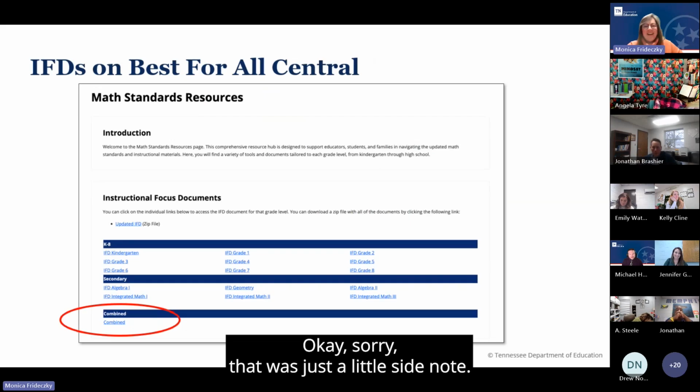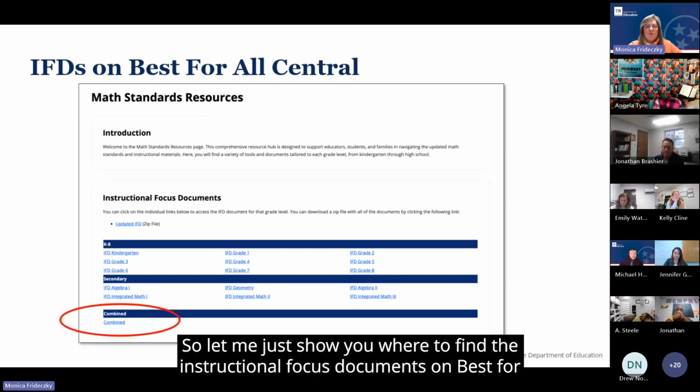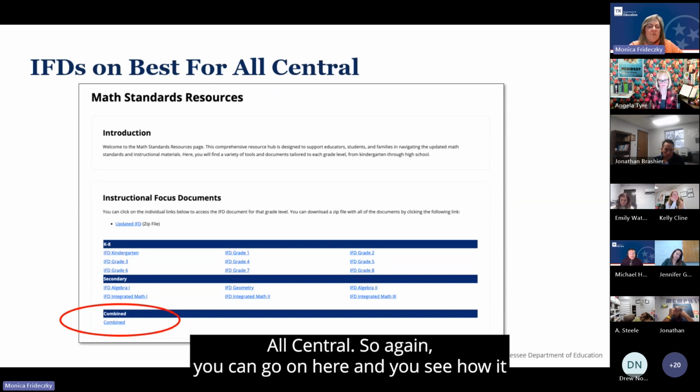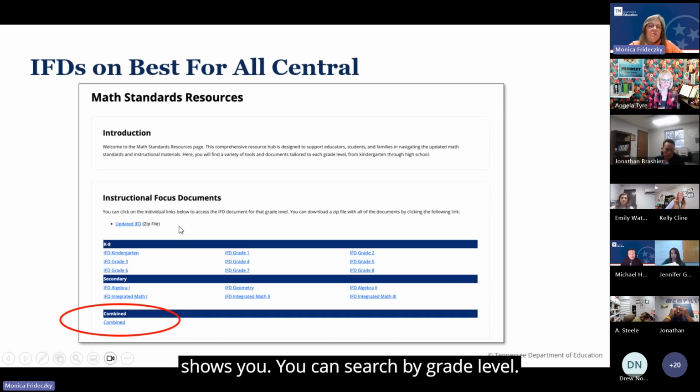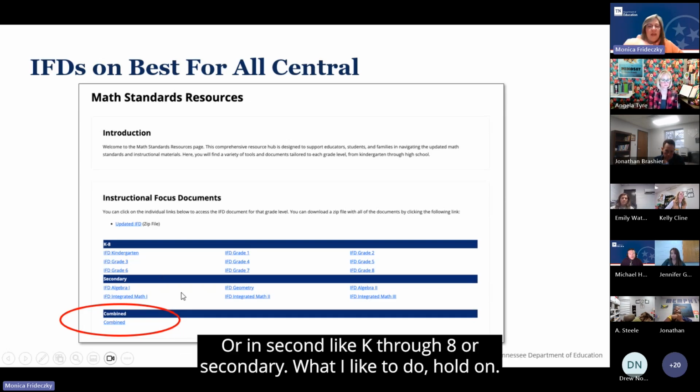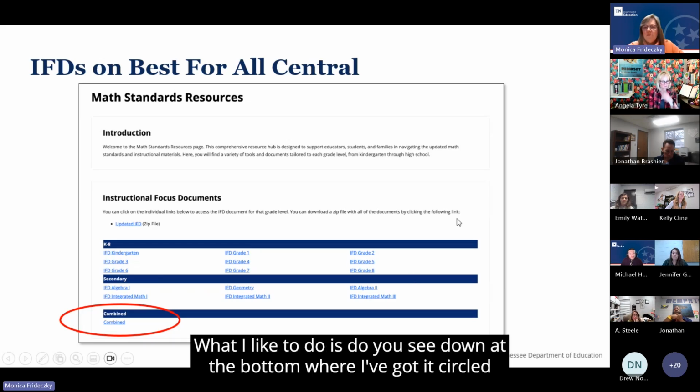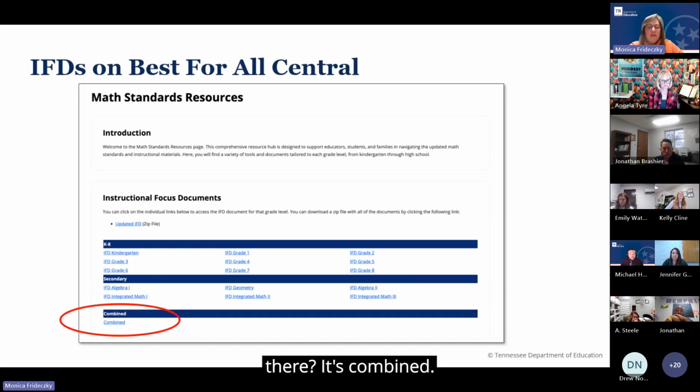So let me just show you where to find the instructional focus documents on Best for All Central. So again, you can go on here and you see how it shows you. You can search by grade level or K through 8 or secondary. What I like to do is, do you see down at the bottom where I've got it circled there? It's combined.